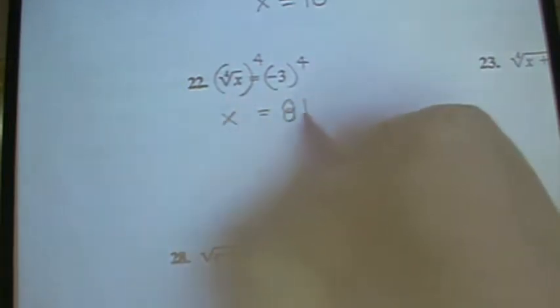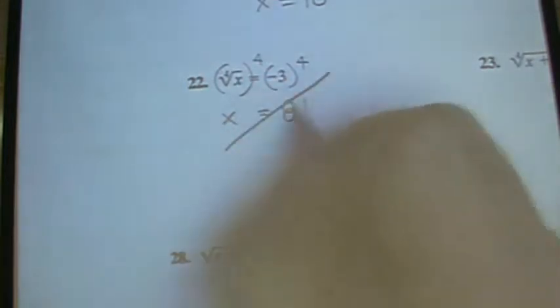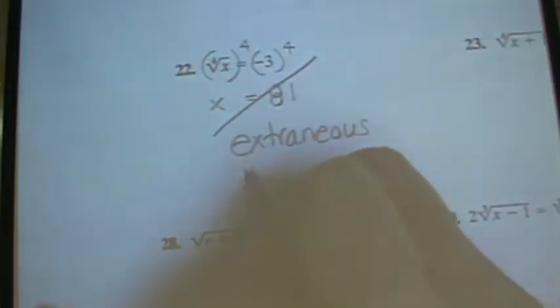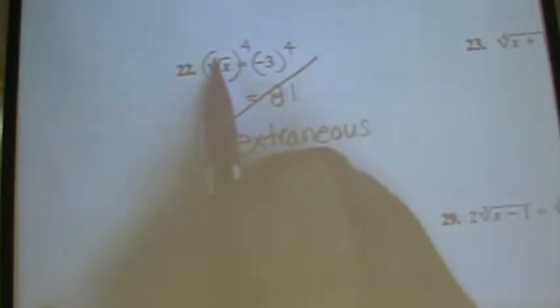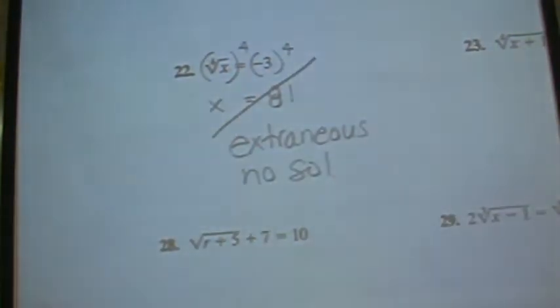Now, if this were a negative 3, it would be extraneous. And the next one does say negative 3. So if you raise both sides to the 4th power, it's going to give you a positive 81. But when you put 81 in here, the 4th root of 81 is positive 3, not negative 3. So this one is extraneous, so it's no solution. If this index were a 3, it would not have been a problem. You could have a negative number there.